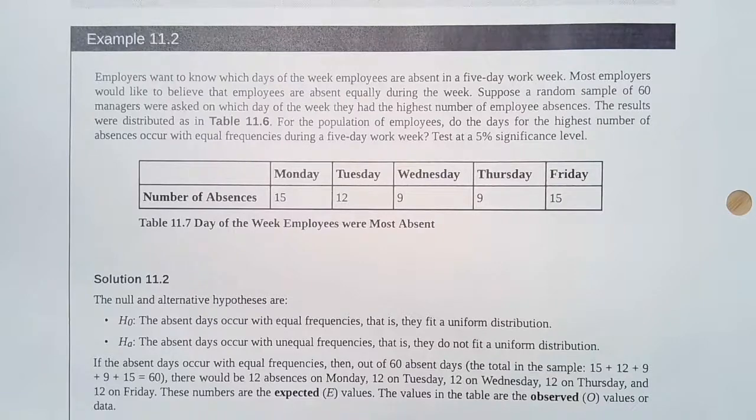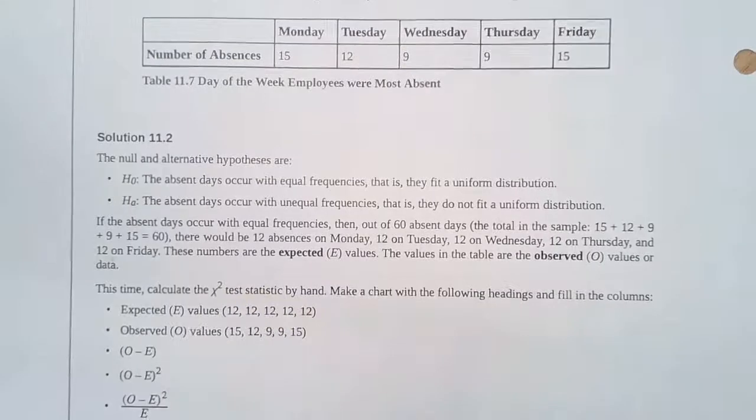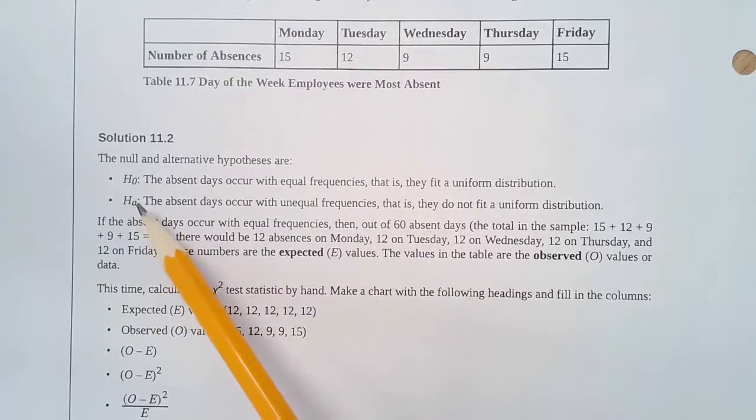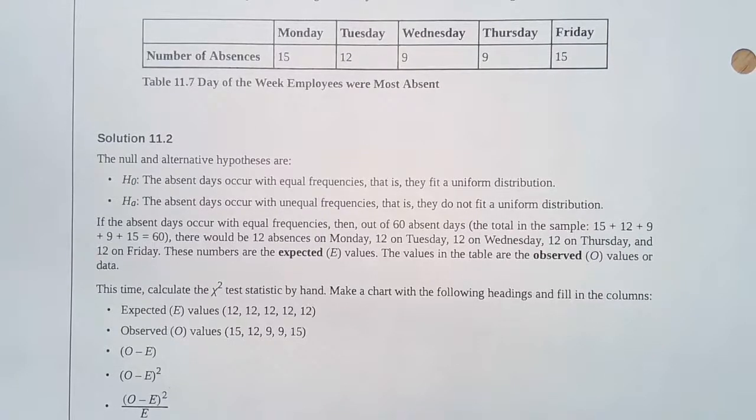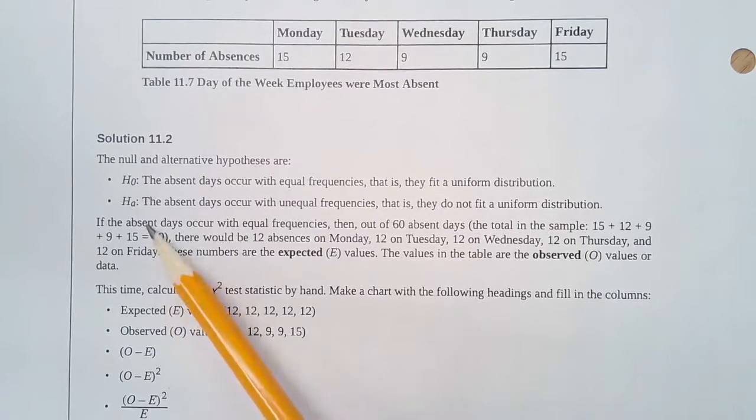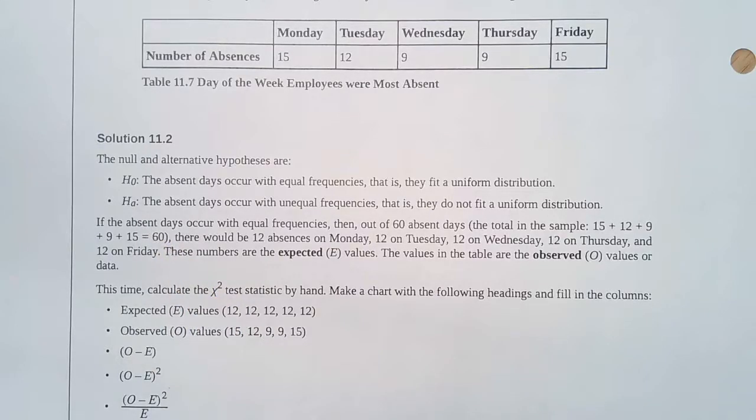All right, so now we need to set up our null and alternate hypotheses. Okay. So the null would be that they occur with equal frequencies, and that's going to be a uniform distribution, that people miss days equally. Doesn't matter if it's a Monday or a Wednesday. Okay. The alternate is that the absent days occur with unequal frequencies. Okay. Not saying that one's higher than the other, but just saying that they are unequal. So not saying that it's definitely Mondays and Fridays that are more. We're just saying that it's not equally distributed.